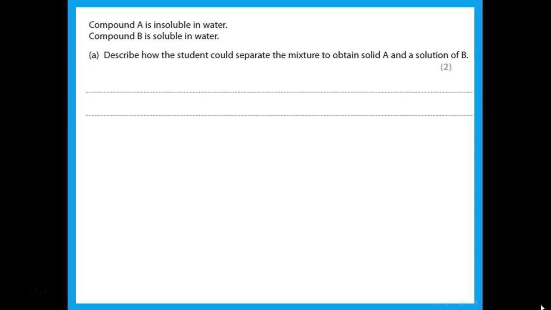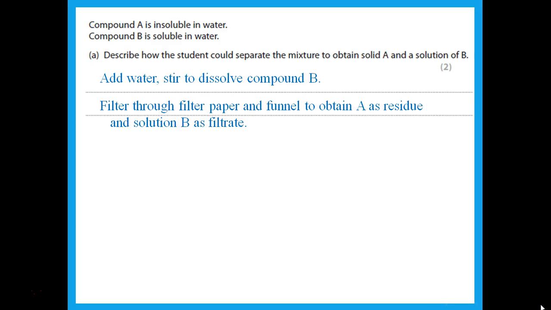Okay? So let's try this question. Compound A is insoluble and compound B is soluble in water. Describe how the student could separate the mixture to obtain solid A and a solution of B. So I give you a beaker that has A and B together. One of them is soluble, the other is insoluble. So what should you do to separate them? You add water, stir to dissolve compound B, and then you filter through filter paper and funnel to obtain A as a residue and B as filtrate. Okay?